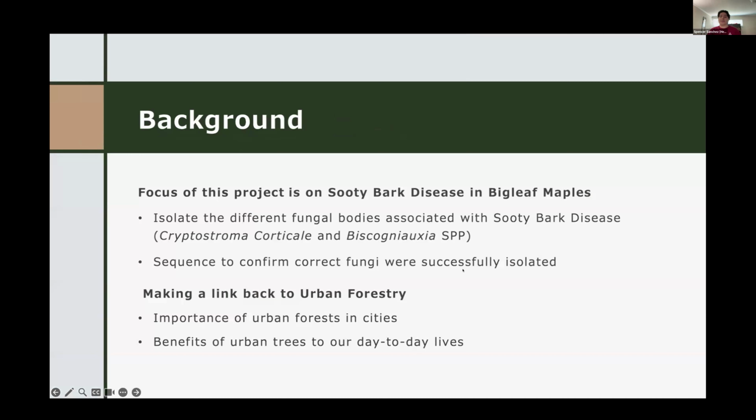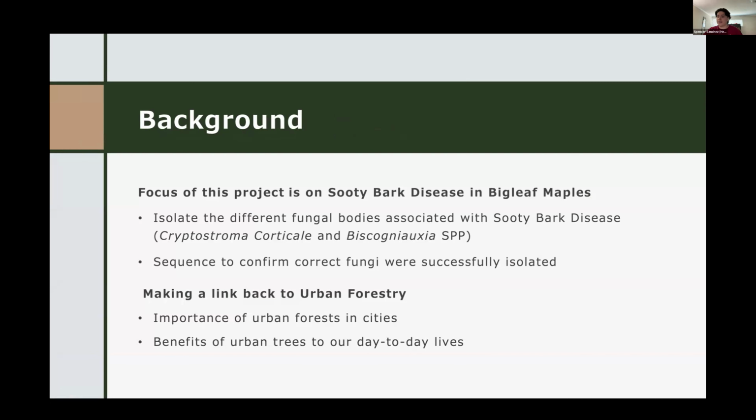All right, so just to provide a bit of background, the focus of this project is on sooty bark disease, but more specifically in big leaf maples. Sooty bark disease does tend to show up in other trees aside from maples, but the reason why big leaf maples are the focus of this project is because they're the most prevalent and more common urban tree that we see here in Washington, or at least in the cities. So they do make up a large portion of our urban trees or urban forests and therefore should be given a good amount of care and attention, especially when it comes to a disease that has been on the rise, so to speak.